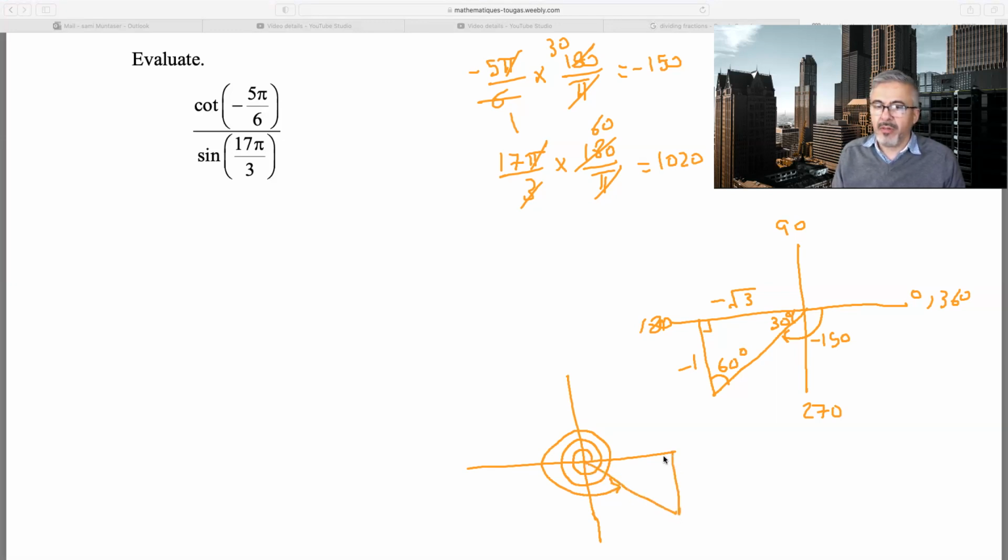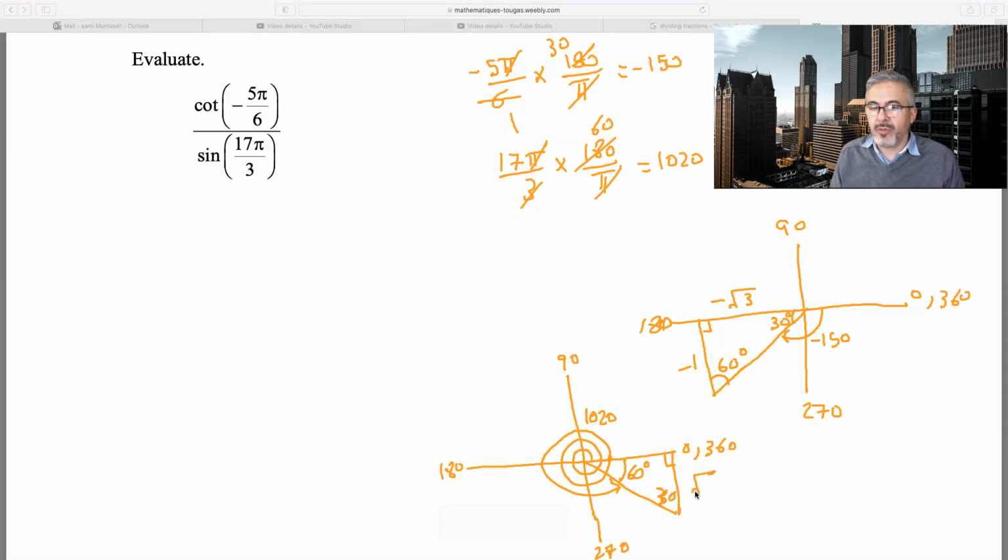Bring a vertical. So this is 1020. Again, 0, 360, 90, 180, 270. So I went 720 and then I went 300 more. So from here to there is 300, then I have a reference angle here of 60 degrees. And if that's 60, then this is 30. This is 30 right here.